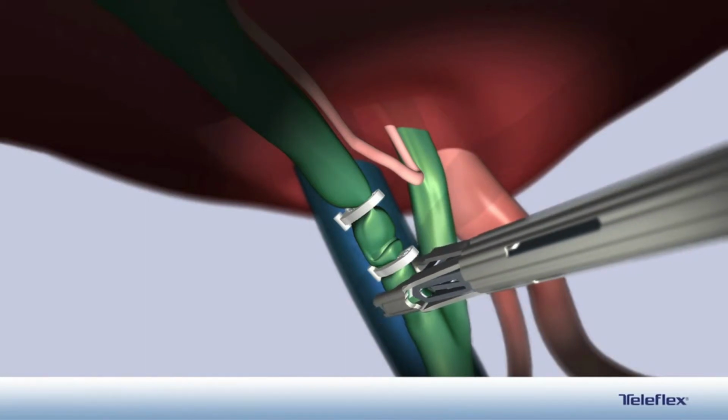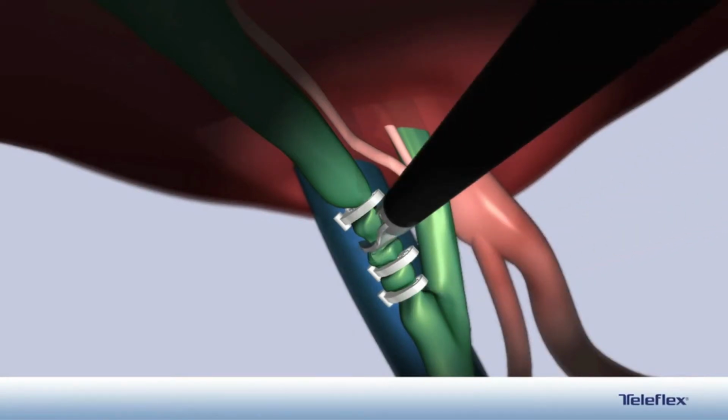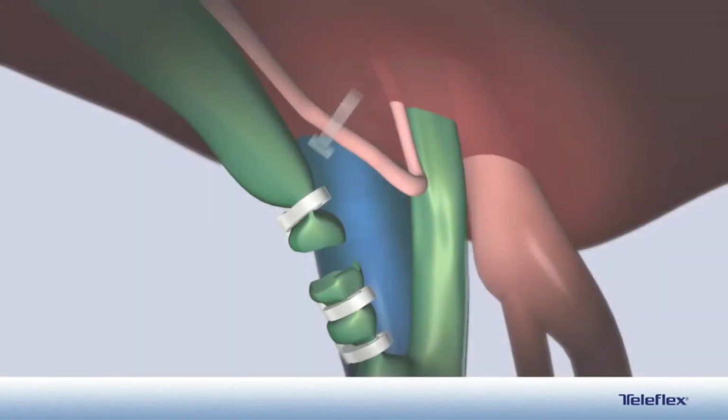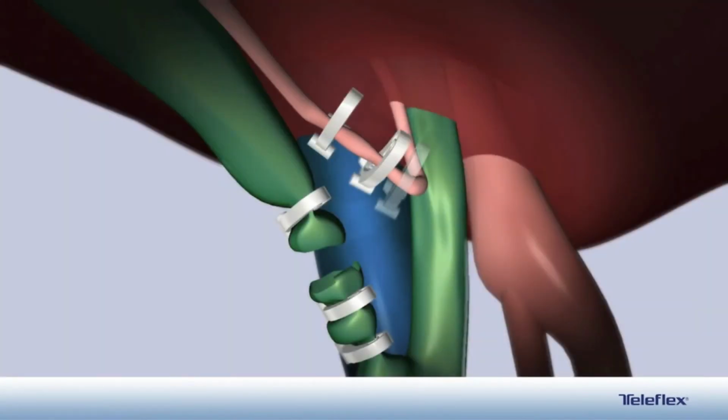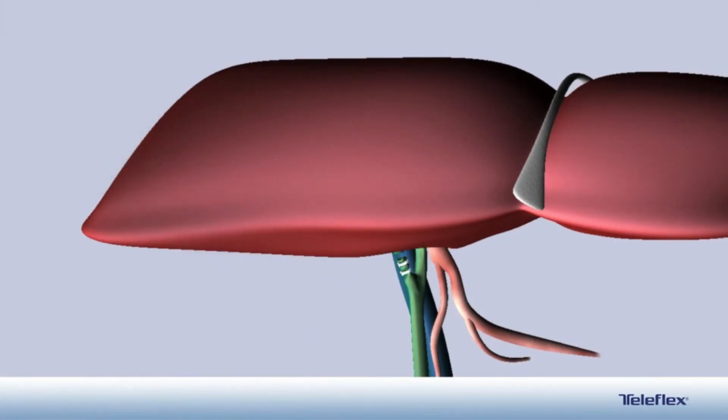Now that 3 clips have been placed across the cystic duct, 2 on the patient's side and 1 on the specimen side, the cystic duct is divided. The same technique is repeated for the cystic artery. The gallbladder is now freed from the liver bed and removed in normal fashion.